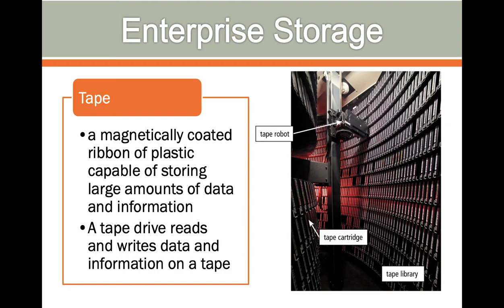Tape is a magnetically coated ribbon of plastic capable of storing large amounts of data and information. A tape drive reads and writes data and information on a tape. So this is what we call a tape robot, and also tape cartridge, tape library, etc.